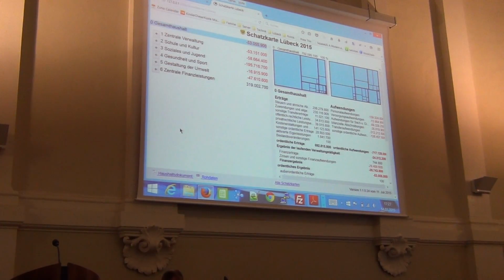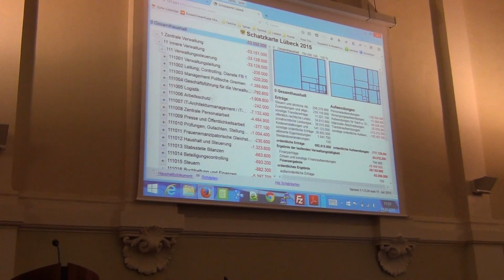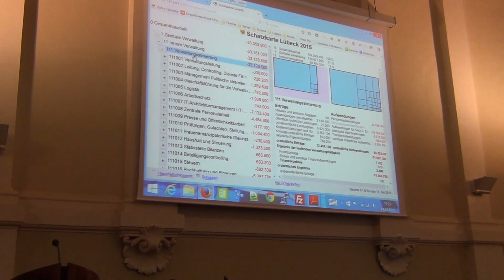So here you have the hierarchy of the different products. So these are products now. You can click on each, and then you get on the right side practically the view you get from the PDF, but with a little bit more fancy stuff. So you see the proportions of the expenses or the income. You see some more detail. You see in which hierarchy it is.